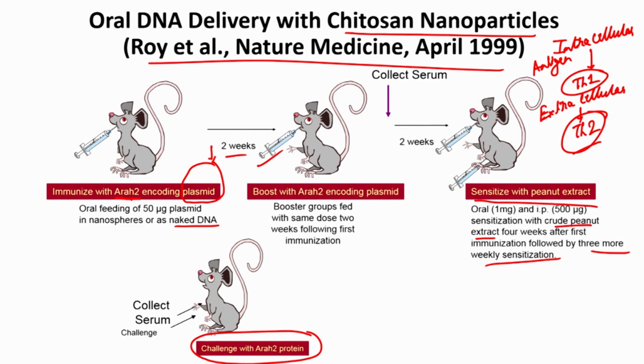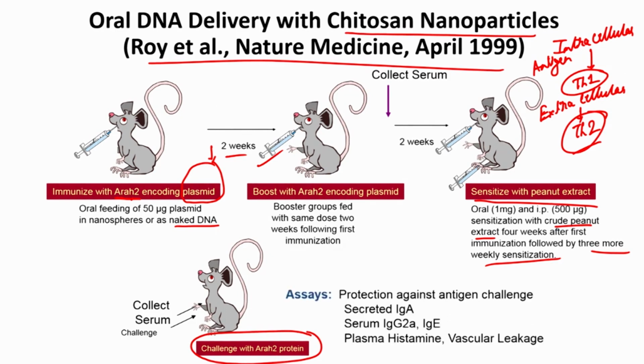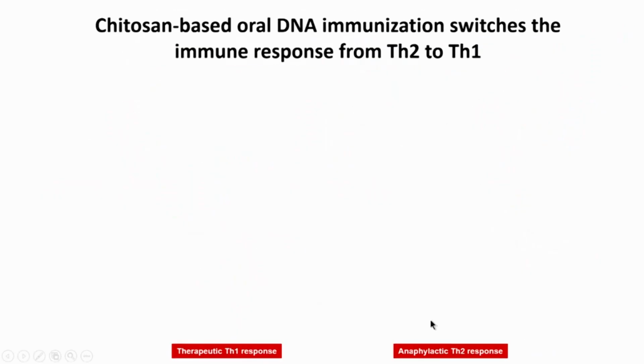So, it involves, you can collect the serum, and then once you have the serum, you can look for whether there is an IgA response, whether there is Ig2A, IgE response, whether vascular leakage is happening or not, so whether anaphylaxis is happening or not, and similarly the plasma histamine, which is another marker for anaphylaxis. So, let us see what happens.